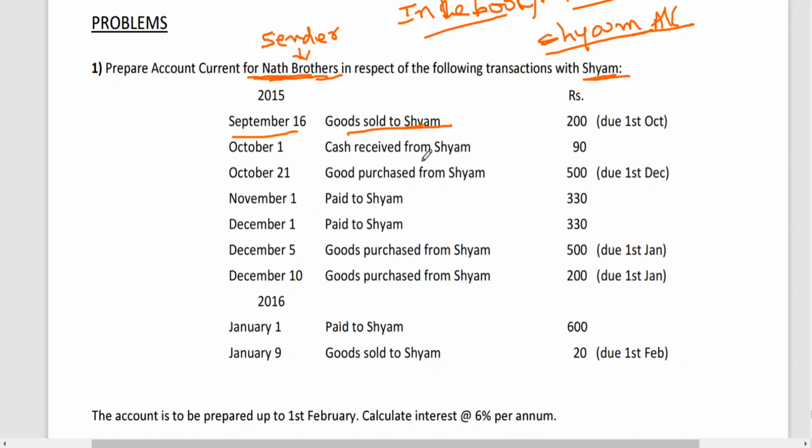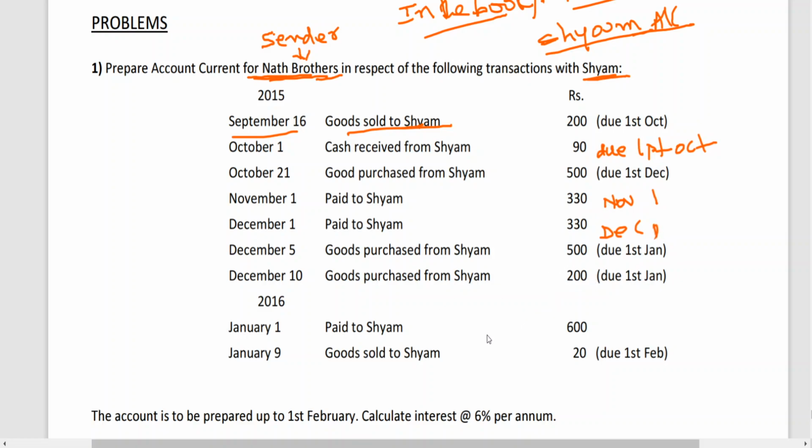If the due date is not there, for October 1st for example, then the transaction date is the due date. November 1st, due date is not there, so November 1st is the due date, the transaction date. Paid to Sham, the due date won't be there, because whenever you get the money, you are making payment. That is why the due date has not been given. Whether it is given or not, just write the transaction date as the due date. So whenever you don't have a due date, the due date will be 1st October, November 1st, December 1st.